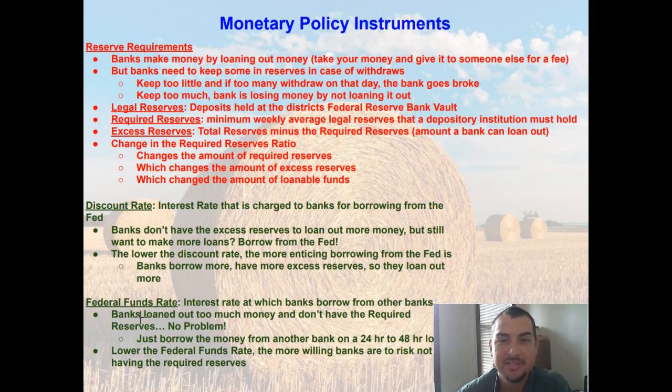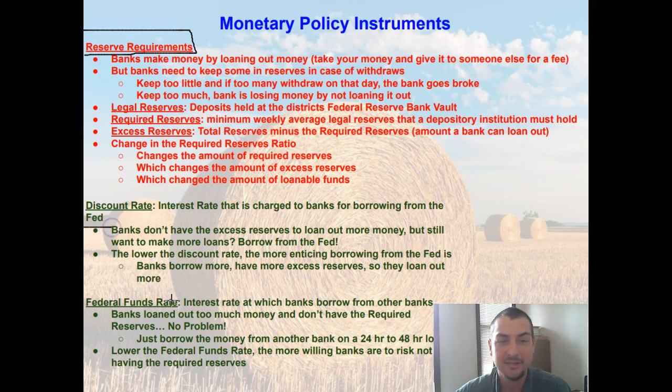So let's say that you're in a banking system, and at the end of the day, each bank must have enough of these required reserves on hand. They must have enough of those required reserves in order to maintain and be legal. If they don't have enough of those required reserves, they need to borrow that money from somewhere. So they are going to borrow it from the Fed.